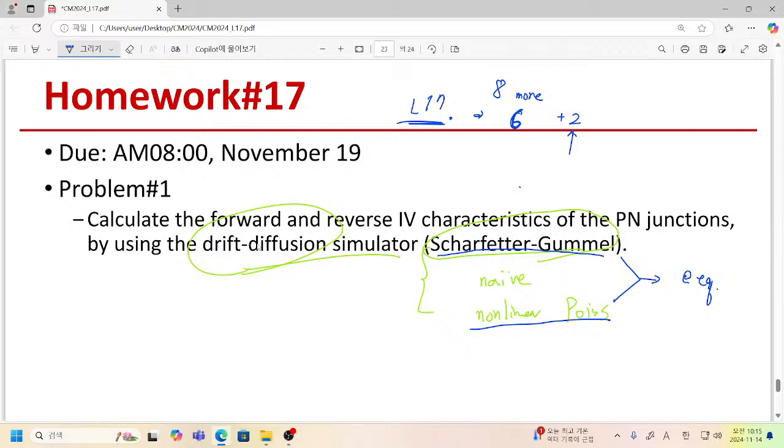But in my opinion, today's homework is the most important one in our entire semester. You should be able to write your own drift-diffusion solver. That is critically important, so please concentrate on this problem. Okay, if you don't have any questions, then I would like to wrap up today's lecture. Thank you for your attention.